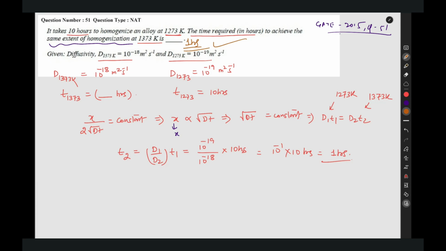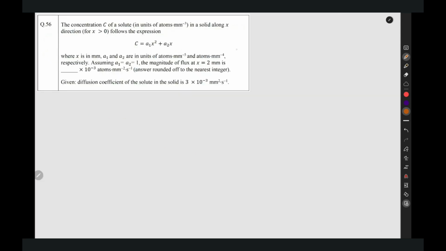Now we will move to the next year question. This is a GATE problem of 2022. The concentration C of a solute in a solid along x direction. So it has taken x as positive direction and there is some concentration variation in x direction. And the relation is given as C equals a1x square plus a2x, where a1 and a2 are constants. Assuming a1 equal to a2 equal to 1, the magnitude of flux at x equal to 2 is what we have to determine. So this question is based on Fick's first law.